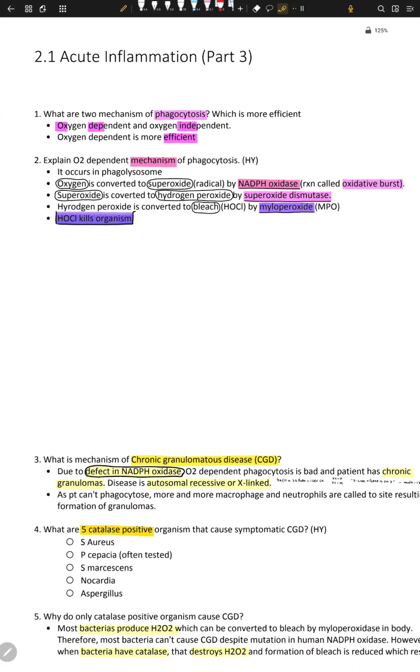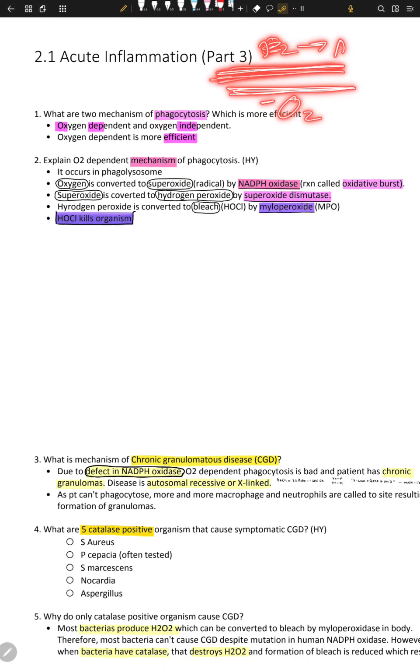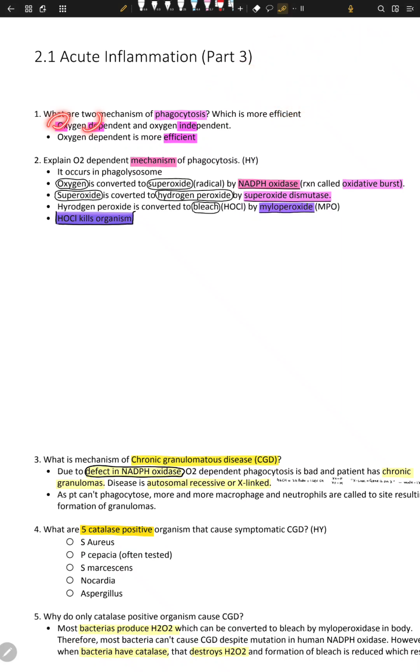Okay, what are the two mechanisms of phagocytosis? We need two mechanisms. First is a very secure, very fast, very efficient way. Second is a very inefficient way. Efficient means it has O2 in it, it is dependent on O2, because O2 gives us more ATP, more energy, and it's a good pathway. So, the oxygen dependent pathway and the oxygen independent pathway. Oxygen dependent is more efficient, which means it kills more bacteria.